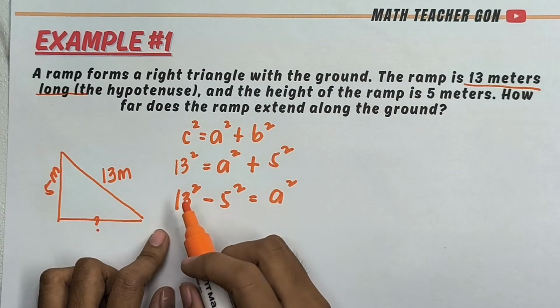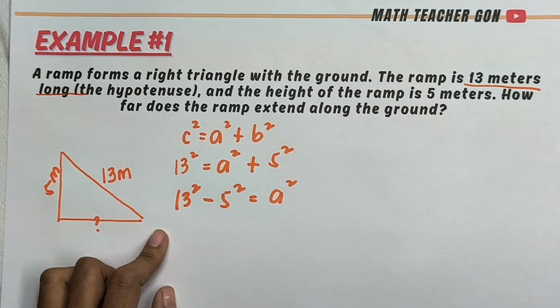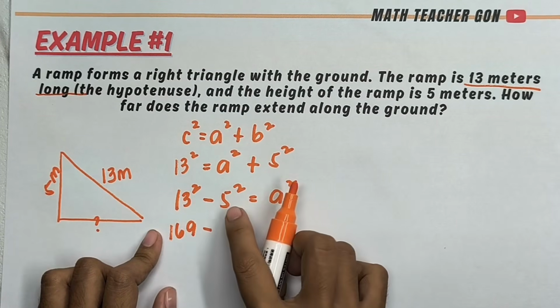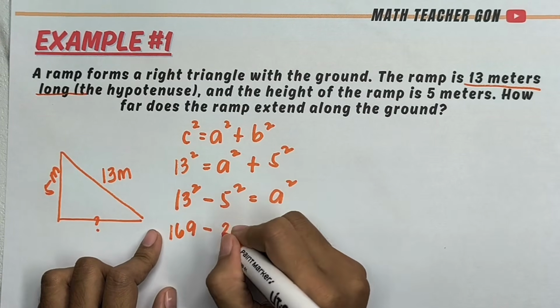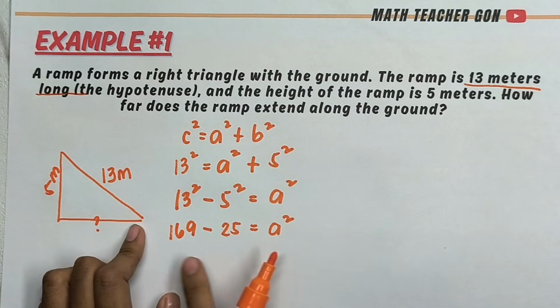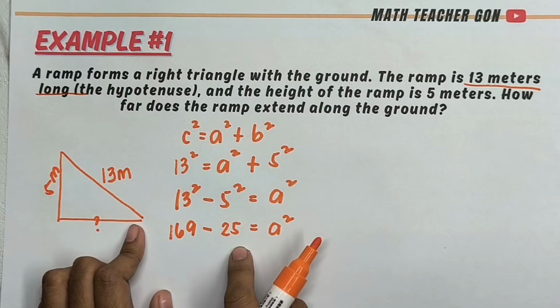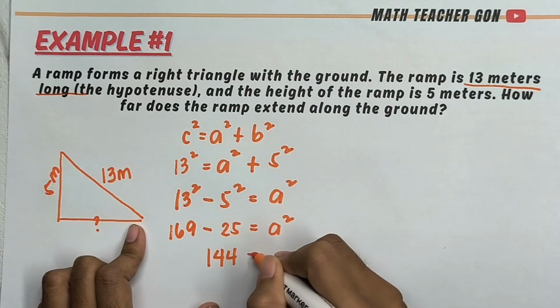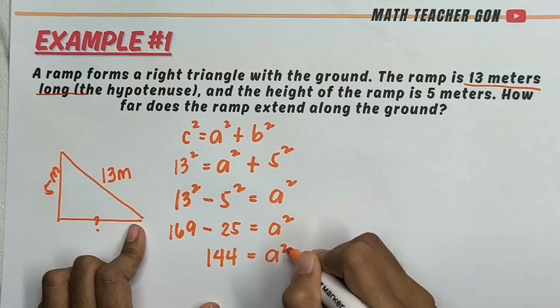So what is 13 squared? 13 squared is 169. Minus, what is 5 squared? That is 25. Is equal to A squared. So 169 minus 25, that is 144. Is equal to A squared.